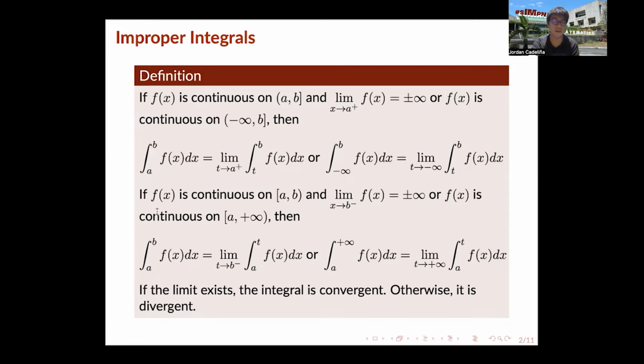On the other hand, if f of x is continuous on [a, b), this time, sabi naman siya discontinuous, and you know na positive or negative infinity from b to the left, or f of x is continuous on [a, positive infinity), then this time yung t naman nasa taas kasi upper bound yung b, and kaya din siya from the left yung kinukuha na limit as t approaches b from the left. Or replace b with positive infinity, then same substitution of t approaching positive infinity. So take note na if the limit exists, the integral is convergent. Otherwise, ano siya? Divergent siya.